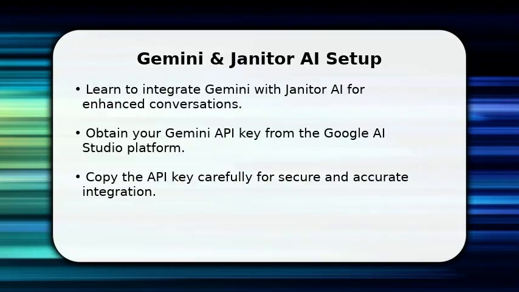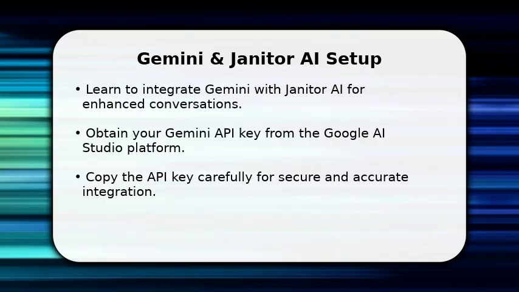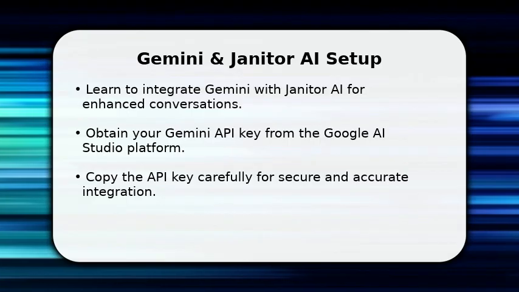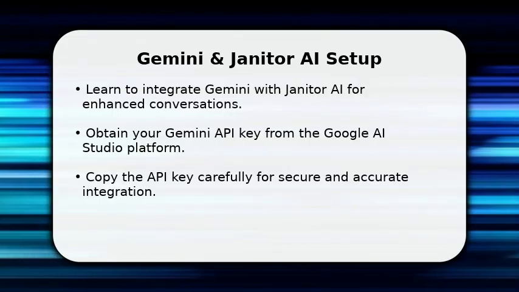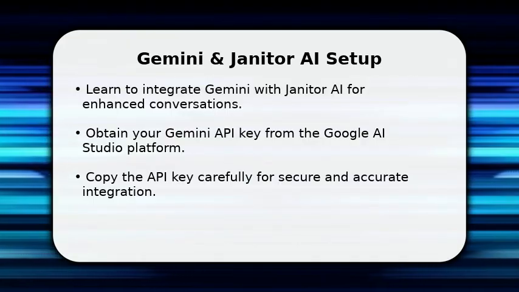In this video, I will show you how to set up and use Gemini with Janitor AI. First, navigate to the Google AI Studio website to generate your personal Gemini API key. This key is essential for connecting the two platforms. Once generated, make sure to copy the entire key string accurately. This initial step ensures a smooth and secure integration process, allowing you to leverage Gemini's capabilities within Janitor AI effortlessly.